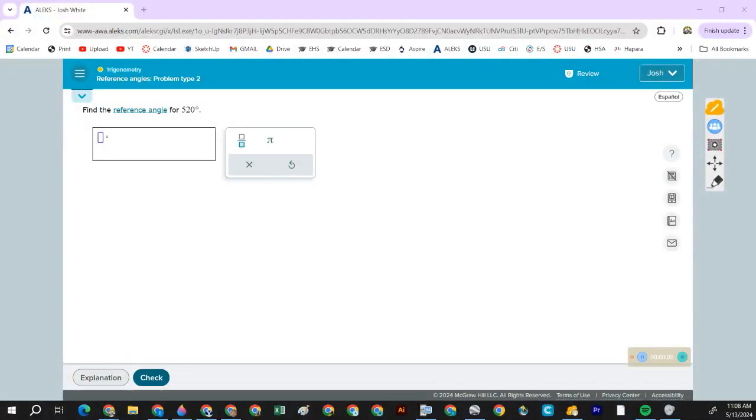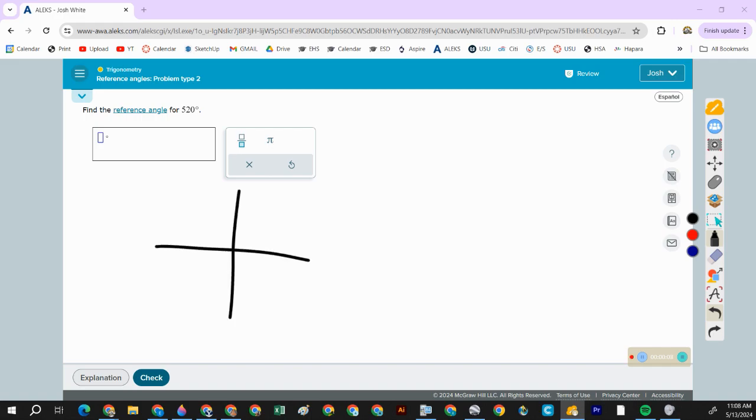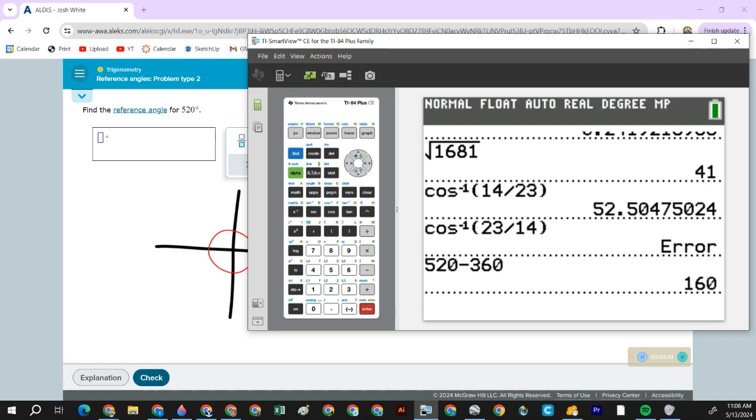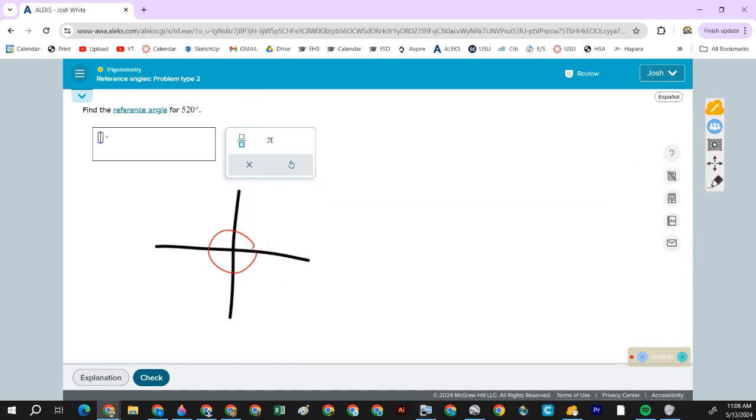This is 9.2b, and this question asks, find a reference angle for 520 degrees. So this is 360. If I take 520 and I subtract 360, I'm going to get 160. So where does 160 land?